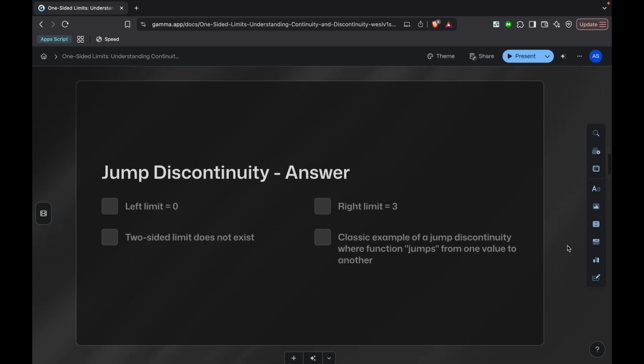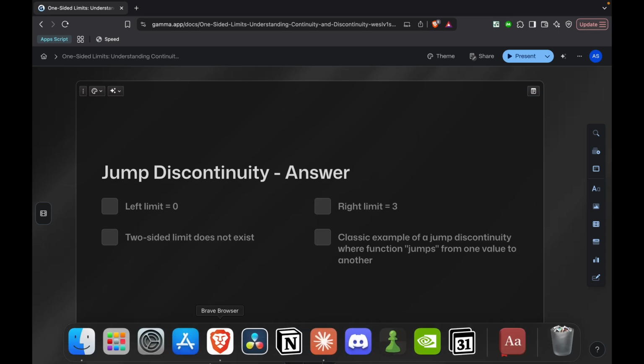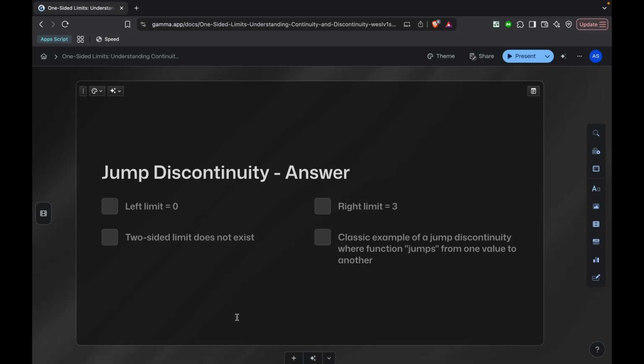Here is the answer slide. The answer slide is just showing everything, where the left limit is equal to 0, the right limit is equal to 3, the two-sided limit doesn't exist, and it's saying this is a classic example of jump discontinuity, where the function jumps from one value to another. Basically, where you have one x value and two y values. So let's move on to the next example.